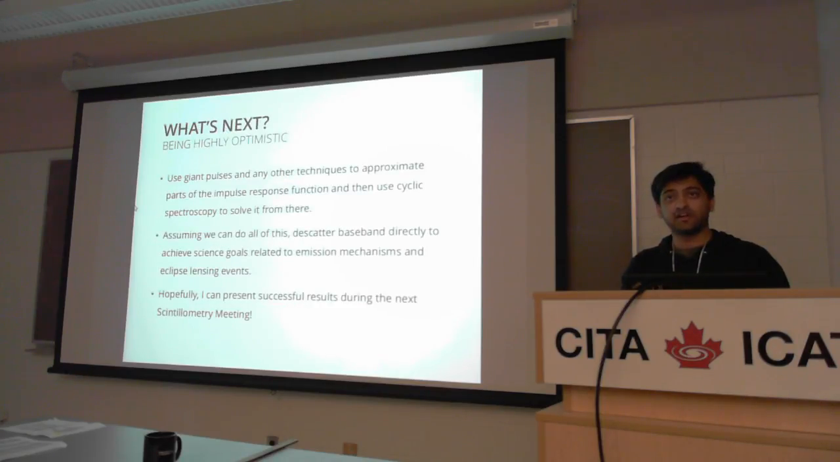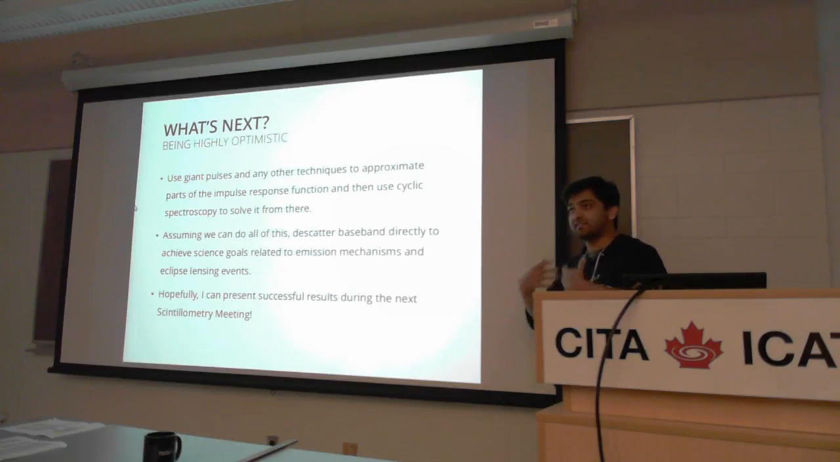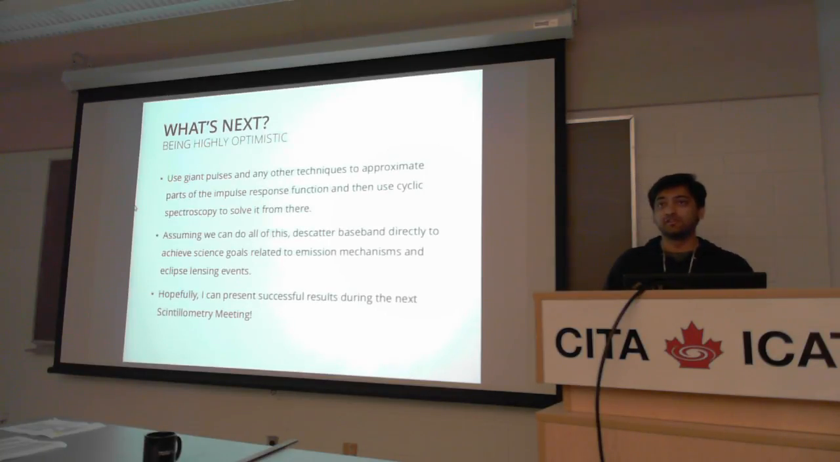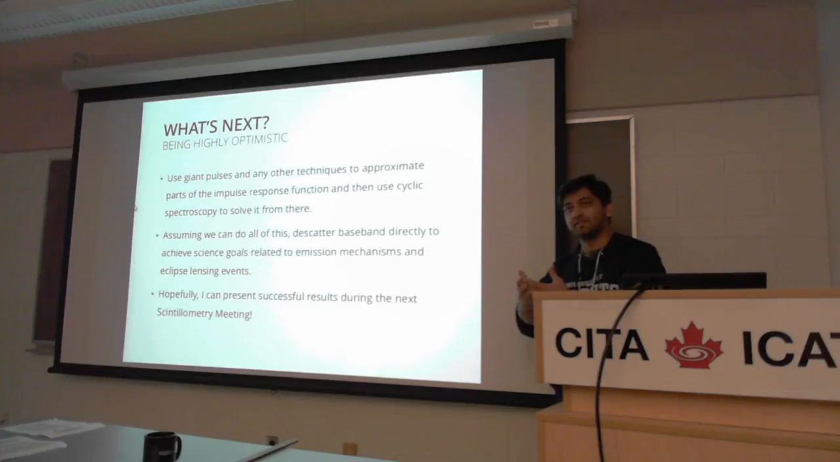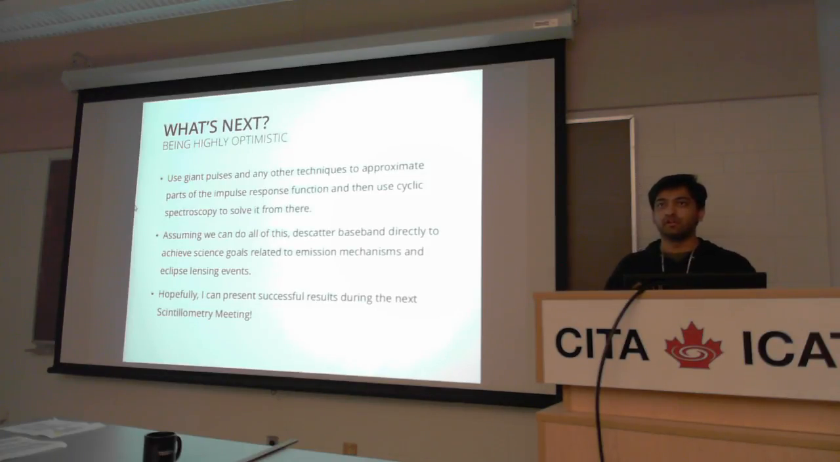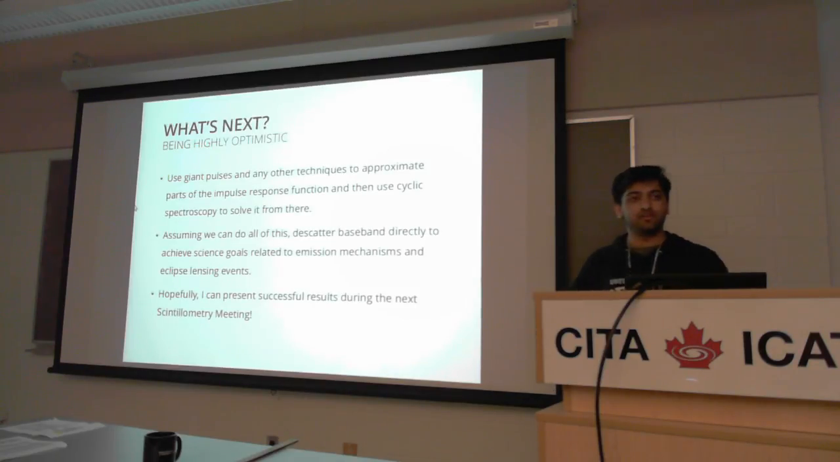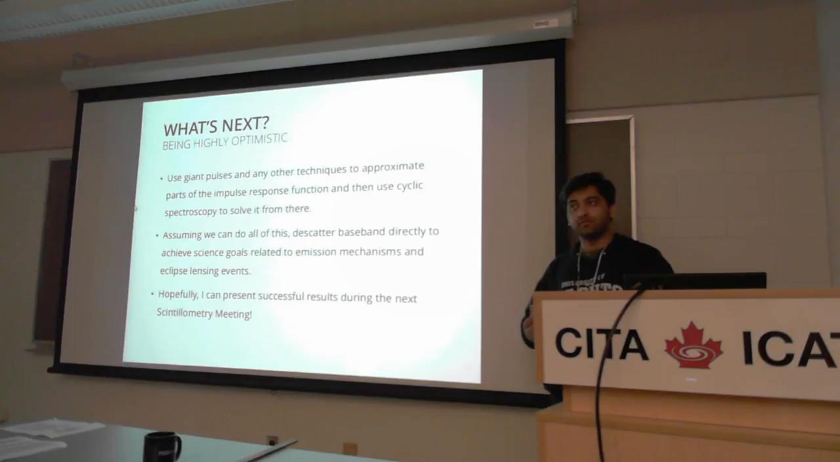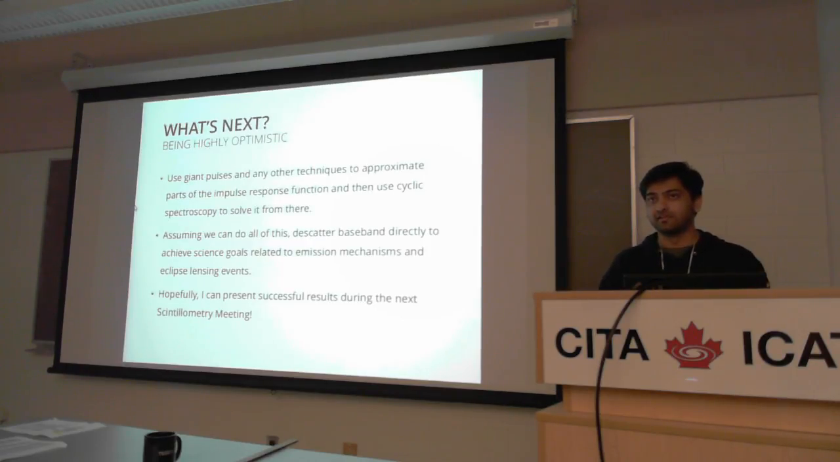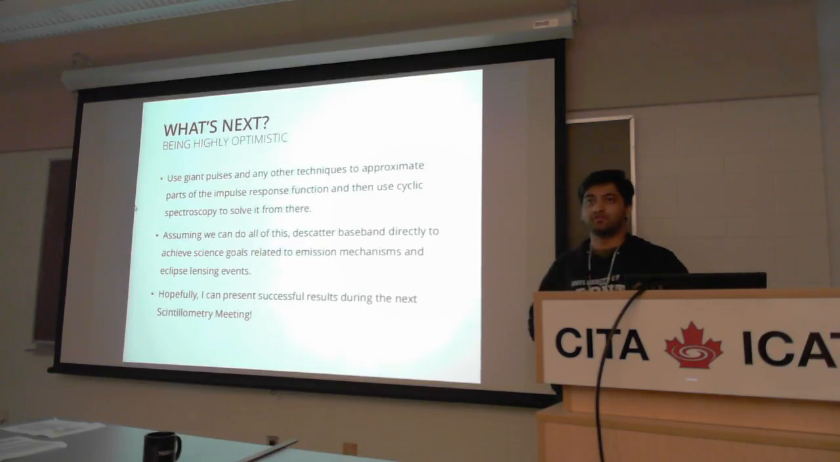So what's next? Being highly optimistic, because if I wasn't, then I wouldn't know what to do for the next few months. We can use giant pulses and other techniques to estimate an impulse response function as a starting guess, so that we don't get stuck in arbitrary minima. So one of the problems of the analysis is that it has this sort of ironic behavior where to solve a cyclic spectrum, you have to have already solved another one near it, because you use the results of the first one for the second one.